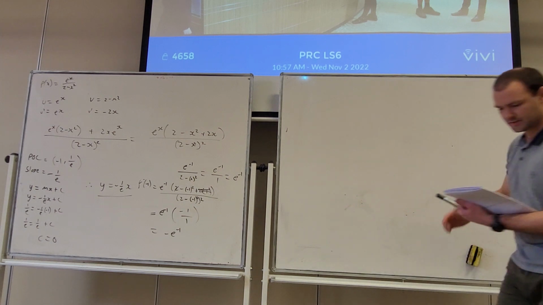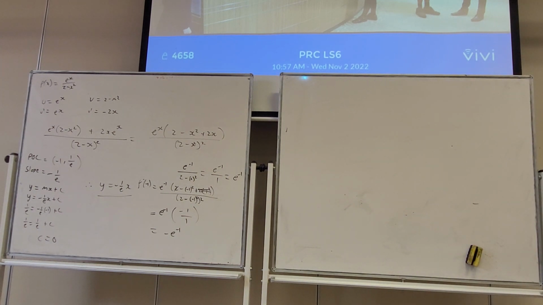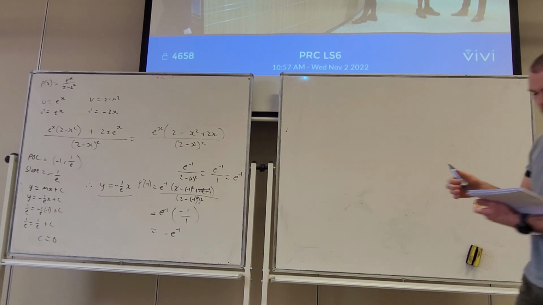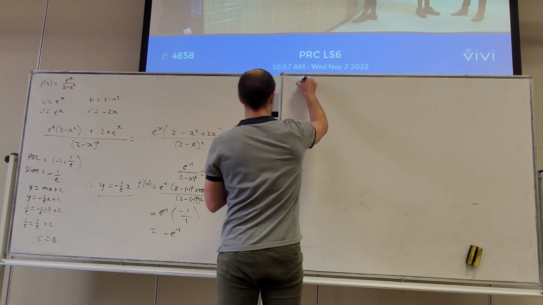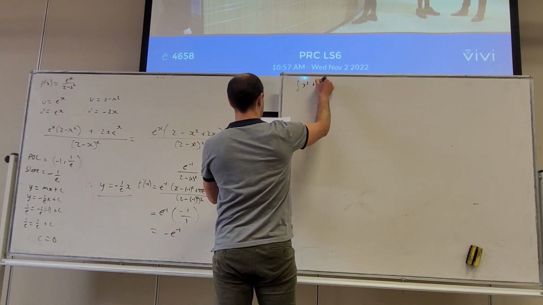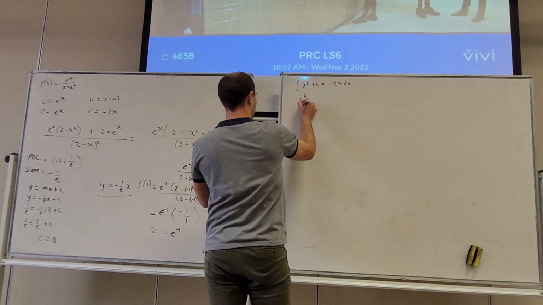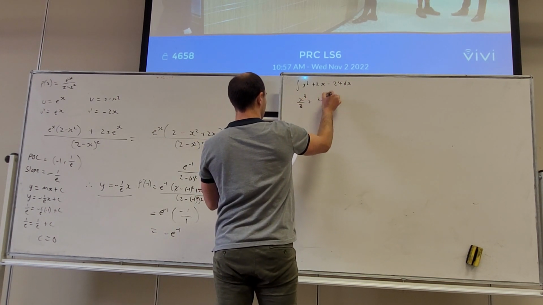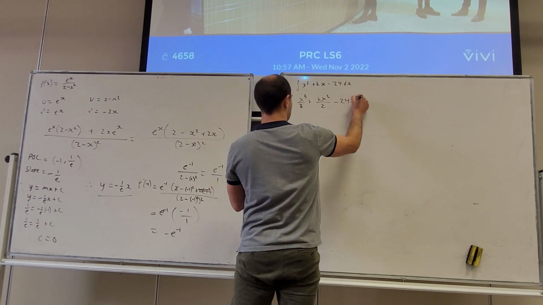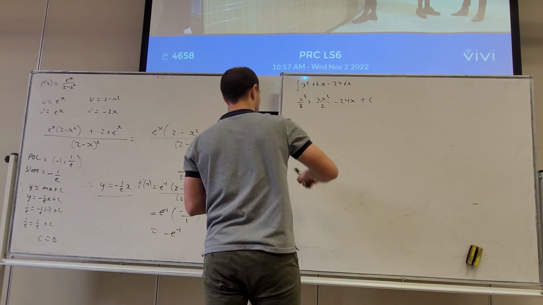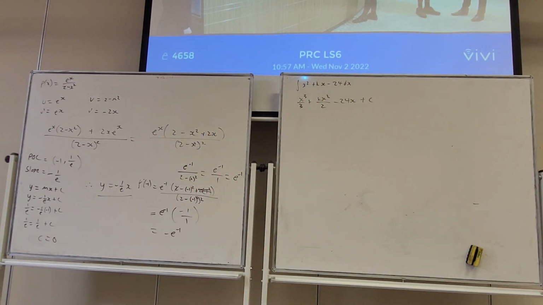Alright, question 7. Find the integral of x squared plus kx take 24. So we'll have x to the 3 on 3 plus kx squared on 2 take 24x plus c. 2 marks. Oh, nice. Very nice, easy 2 marks.